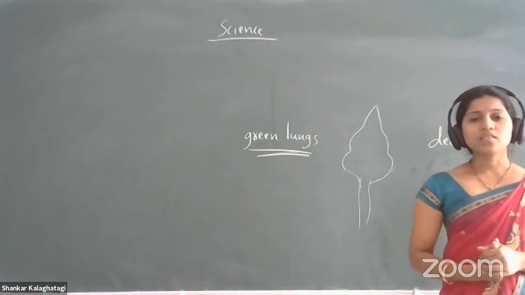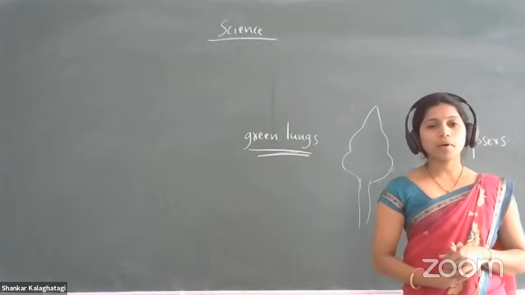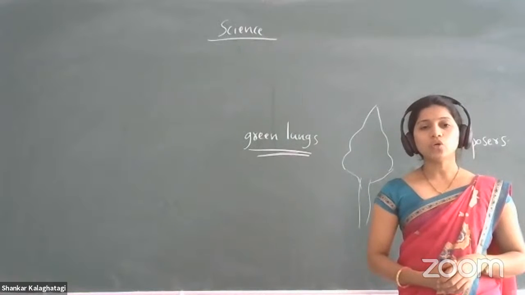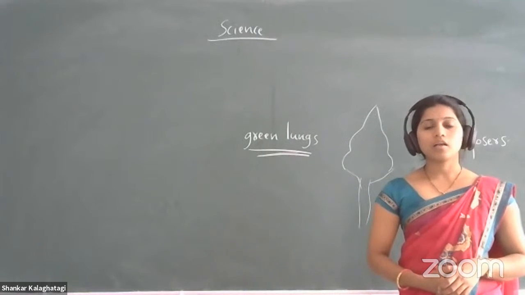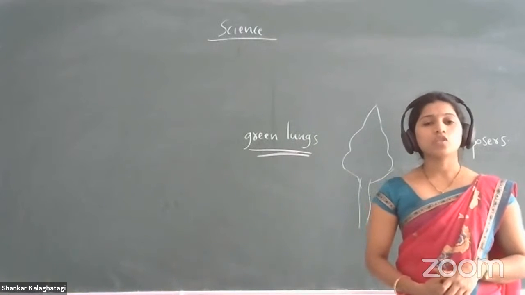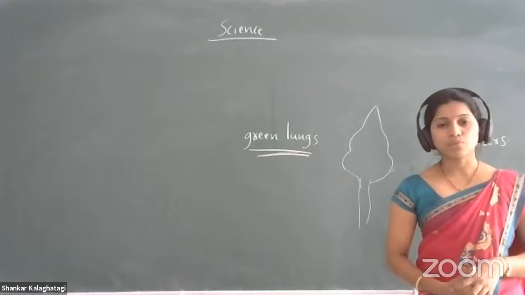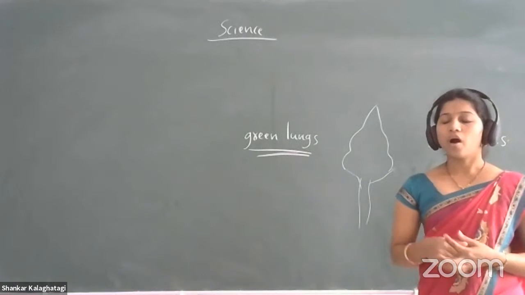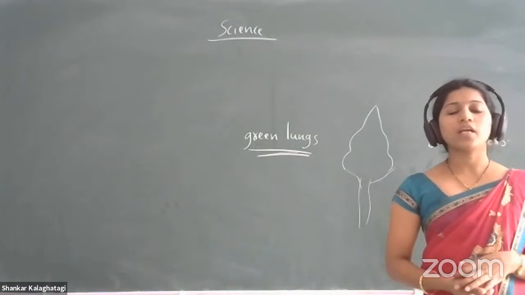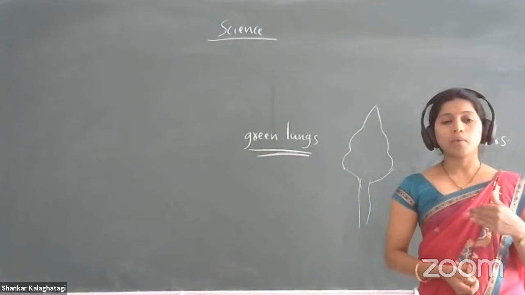Next, what is humus? Humus means microbes feed on the dead and decaying parts of plants and animals and convert them into a dark substance. That dark substance is called humus. And what are decomposers? Decomposers means microbes which feed on those dead parts of plants and animals and convert them into humus. Those microbes are called decomposers.